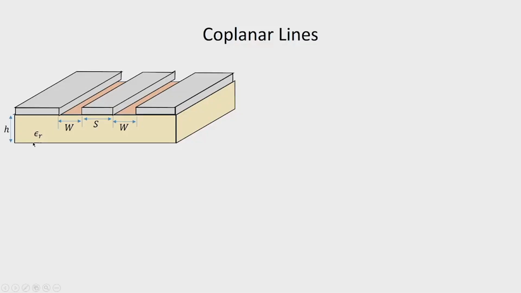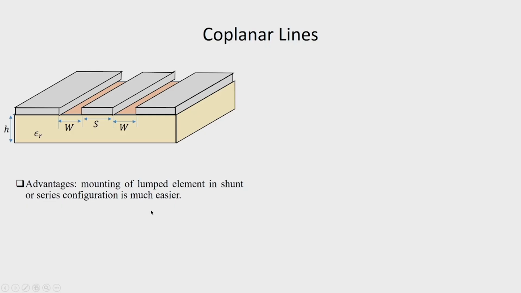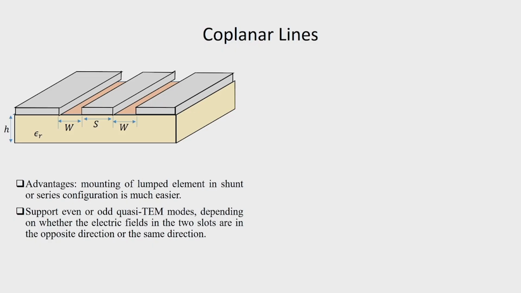Another form of planar transmission line is the coplanar line, and here the advantage is that the ground plane and the signal conductor are both on the same plane, and mounting of lumped elements in shunt or series configuration to realize integrated circuits becomes very easy. It supports even and odd quasi modes depending on whether the electric fields in the two slots are in opposite direction or in the same direction.